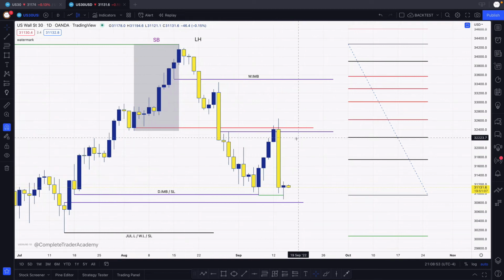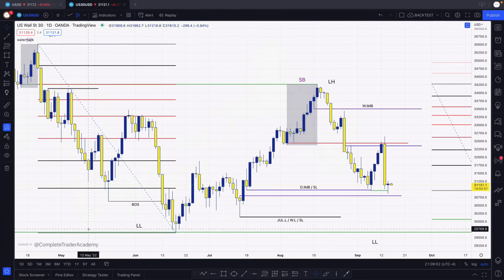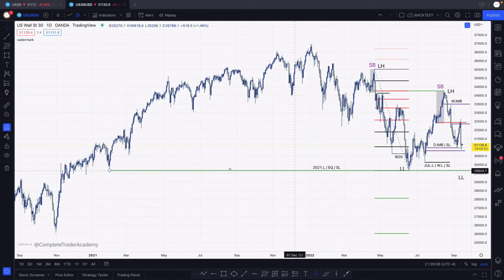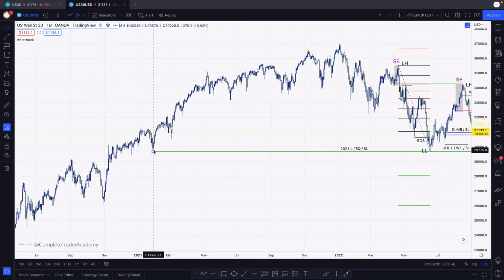But in general, the next idea is for it to continue down, taking out these lows, taking out this low, and then taking out this low. This low is from right here, 2021. This is the low of 2021. So this begins the year of 21, and then this obviously ends the year of 21, beginning 22. But that was the low.